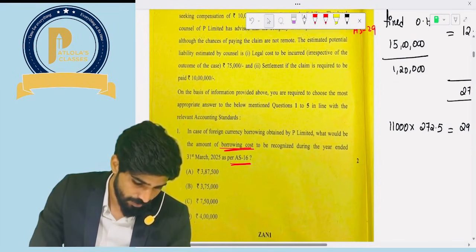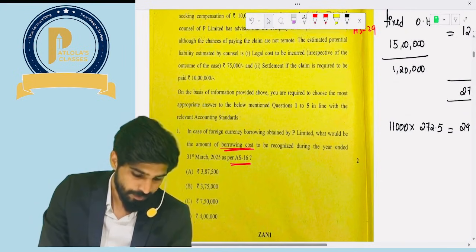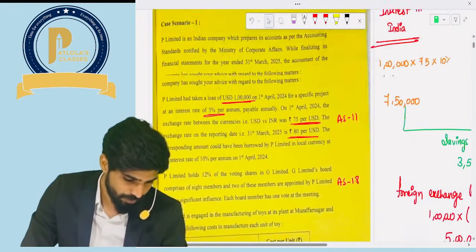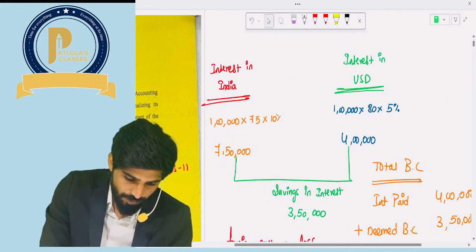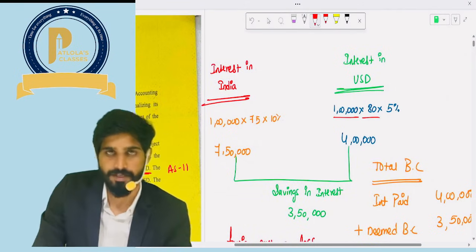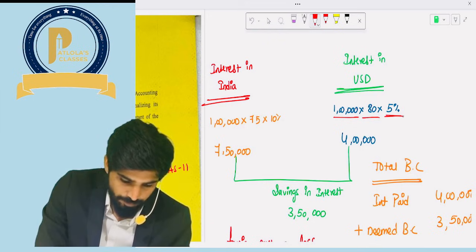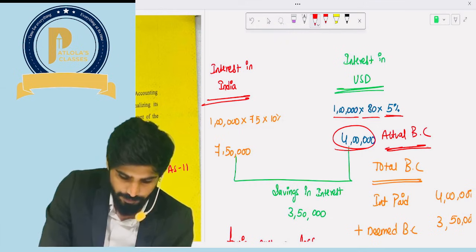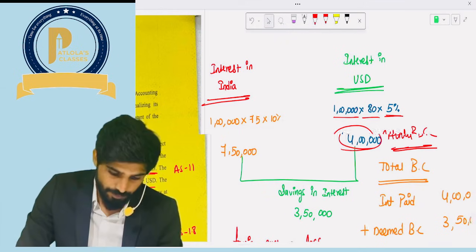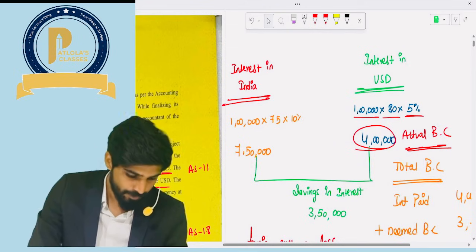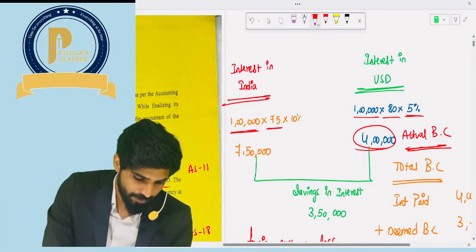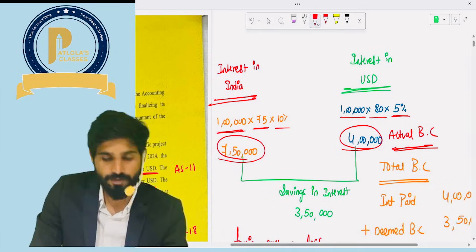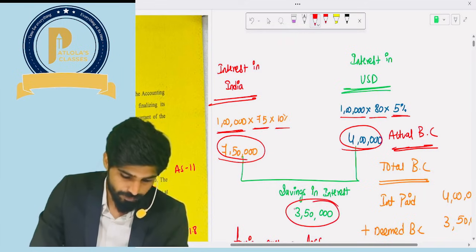They're asking how much is the amount of borrowing cost that should be recognized as per AS 16. Since you have borrowed $1 lakh, the exchange rate is 80 on 31st of March, and the interest is 5%. So the actual borrowing cost of 4 lakhs is what you have paid. But there is a provision, sir. If you would have borrowed the same money in India, the interest would have been 1 lakh into 75 into 10%, that is 7,50,000. But you paid interest of only 4 lakhs. So you tried to save interest of 3,50,000.